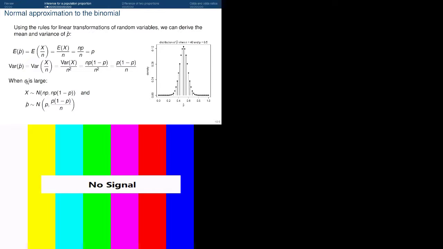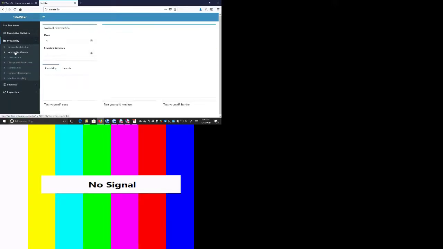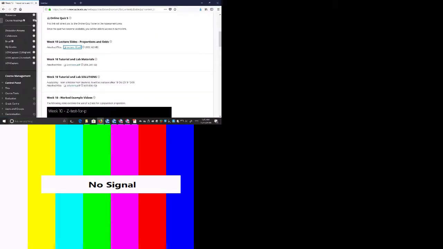Now, when n is large, X will approximately follow a normal distribution. Okay, so let's have a look at that. So probability, normal distribution, binomial. Let's say n equals 50, p equals 0.5. You can see here that the shape of this distribution looks very much like a normal distribution. And as n gets bigger and bigger, it looks more and more like a normal distribution. So that is just a known fact. Well, I mean, it's been proved.